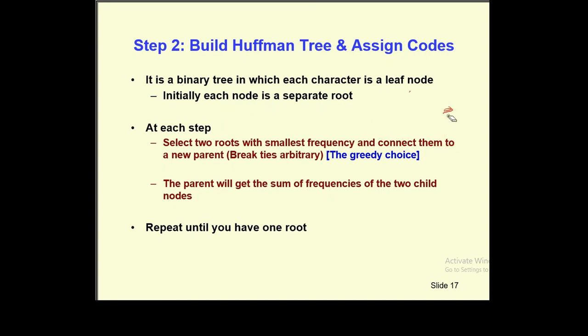Now, at each step, select the two roots with the smallest frequency and connect them to a new parent. So this is the greedy choice here. The parent will get the sum of the frequencies of the two child nodes. Now we need to repeat the whole process until there is a single root node, meaning all the nodes will be merged and we will have a single tree with a single root.